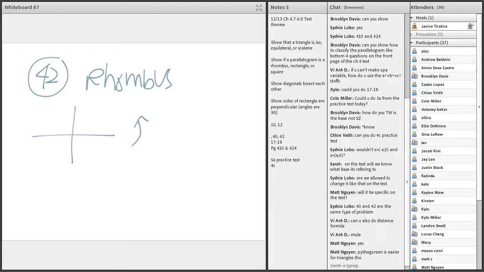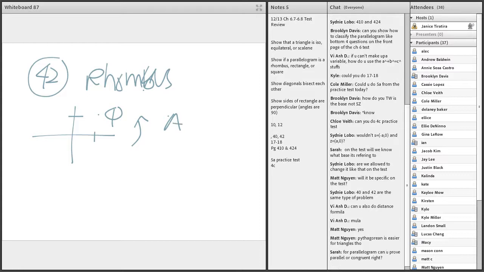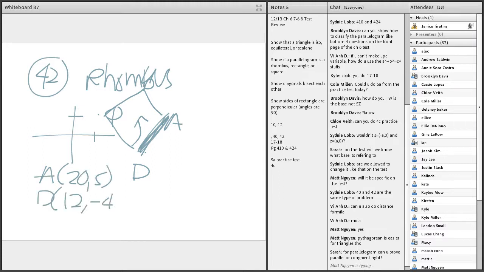But let's say you have 4, 5, that's Q, and then 12, 14 all the way up here. That is U, and then 25 here is A, and then 12, -4, somewhere around here. So this is just a quick sketch of the quad. Now, because my quick sketch is not the greatest, let's say you find AD. So to find AD, I'm just going to write the coordinates: 20, 5, and then D is 12, -4.